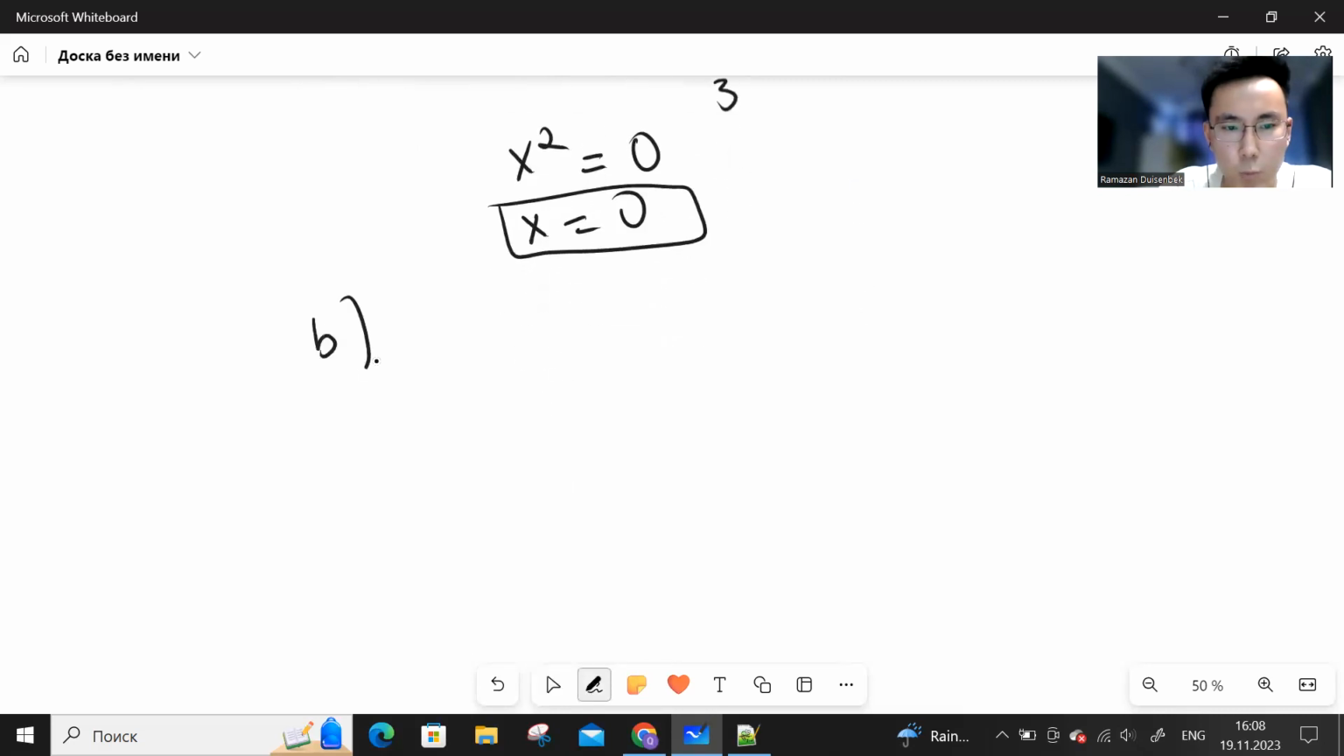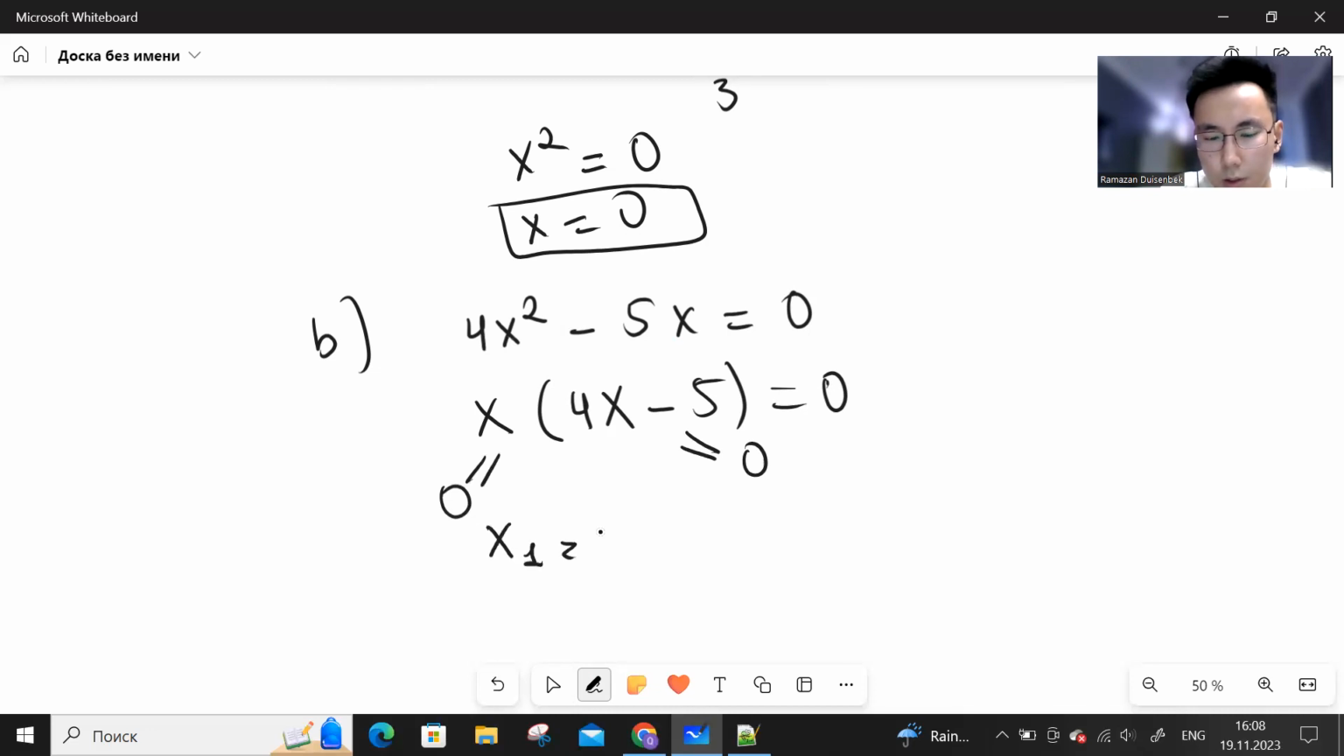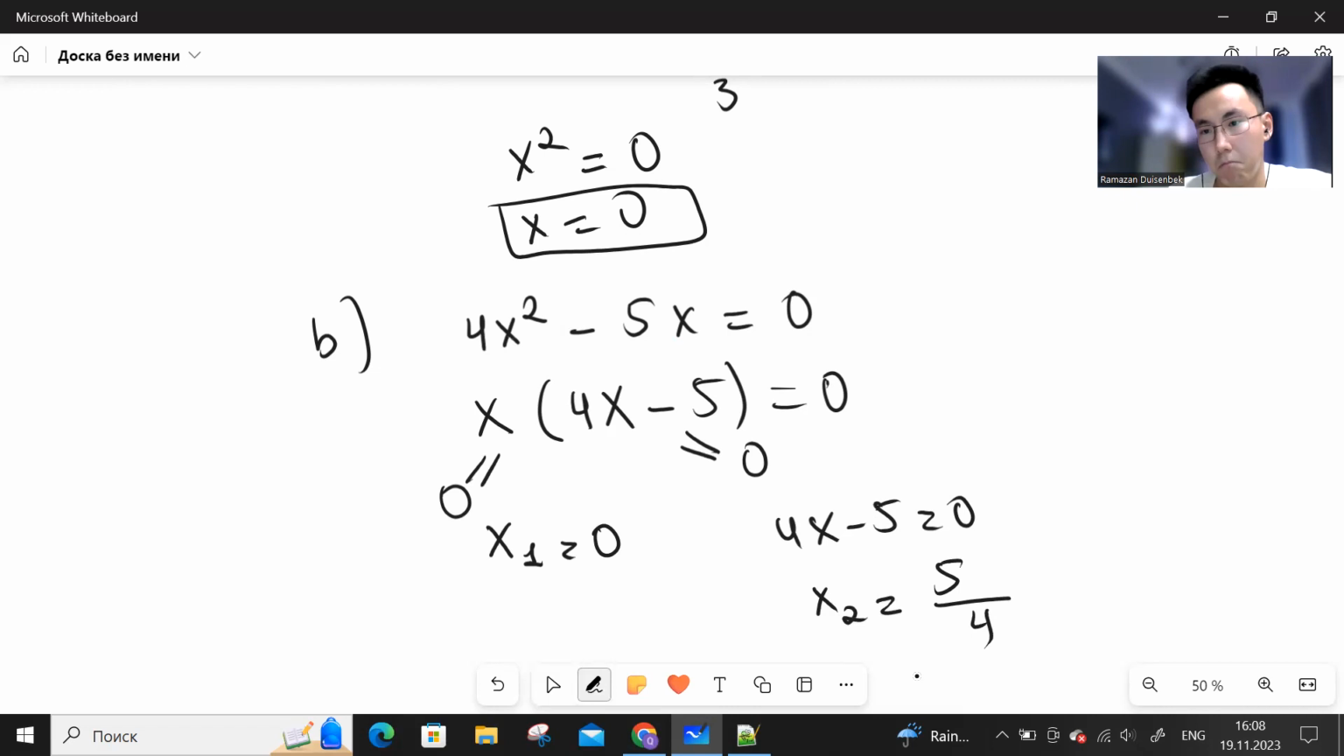Next, I want to consider this one. So I have the first and second element, but I don't have a number. Yeah? У меня нету третьего элемента. Поэтому это тоже называется неполное квадратное уравнение. So what is the common element? X, 4x minus 5 will be inside the brackets equals 0. I'm going to equate this one to 0, this one to 0. So my first root is just 0. 4x minus 5 equals 0. So the second root is just 5 over 4. That's all.